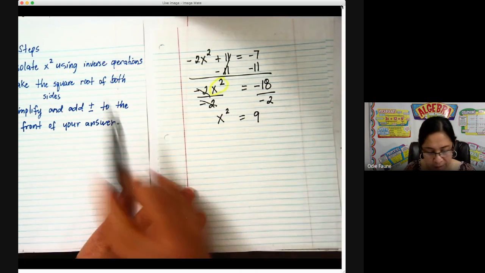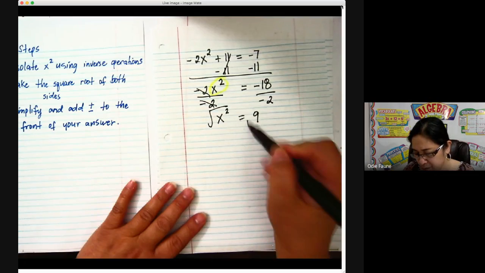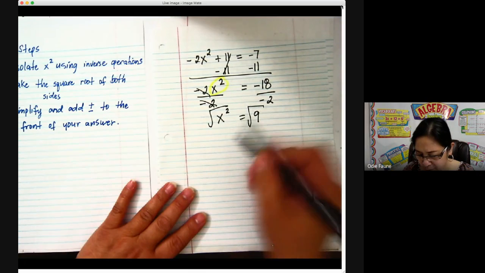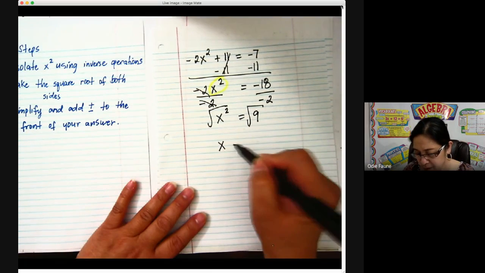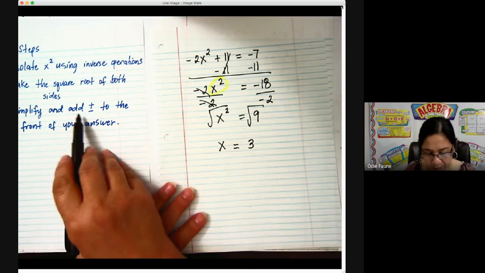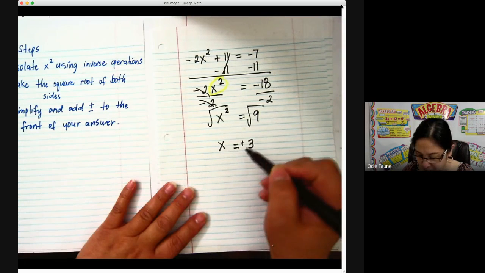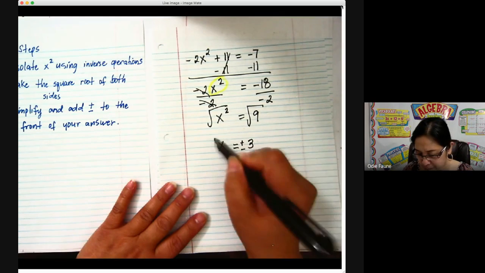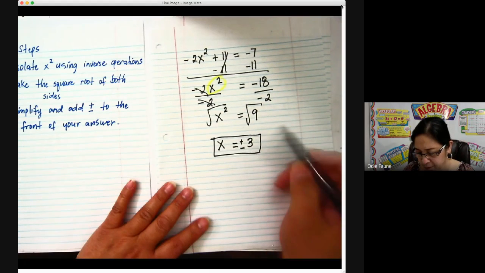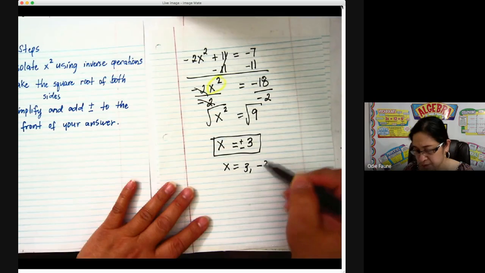And then take the square root of both sides. We get the square root of both sides. The square root of x squared is x, and the square root of 9 is 3. Then simplify and add plus and minus to the front of the answer. So what are the two values of x? One is 3, the other one is negative 3.